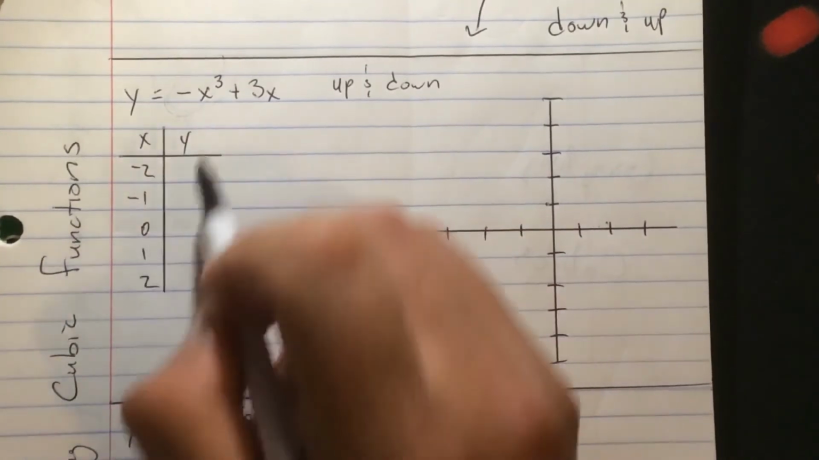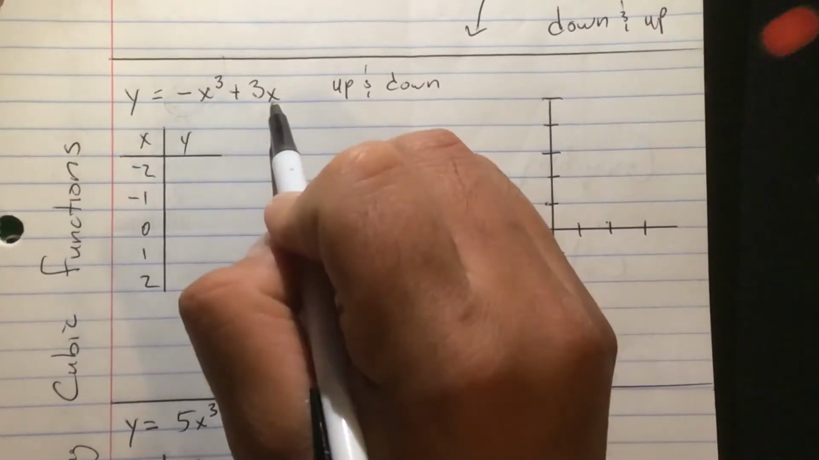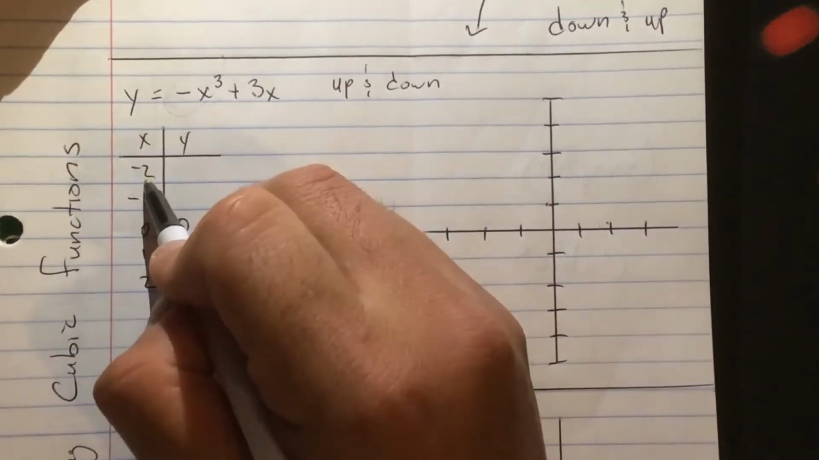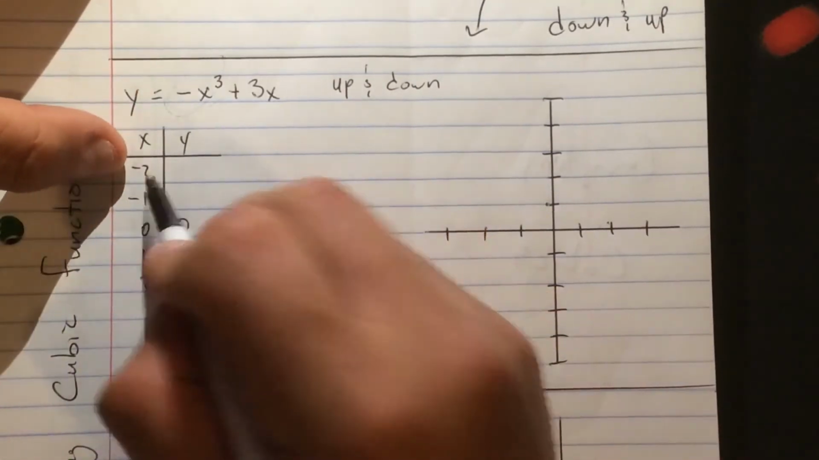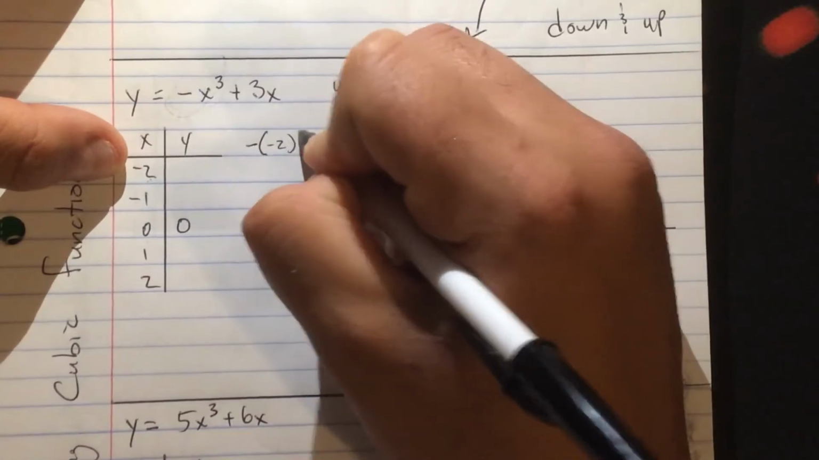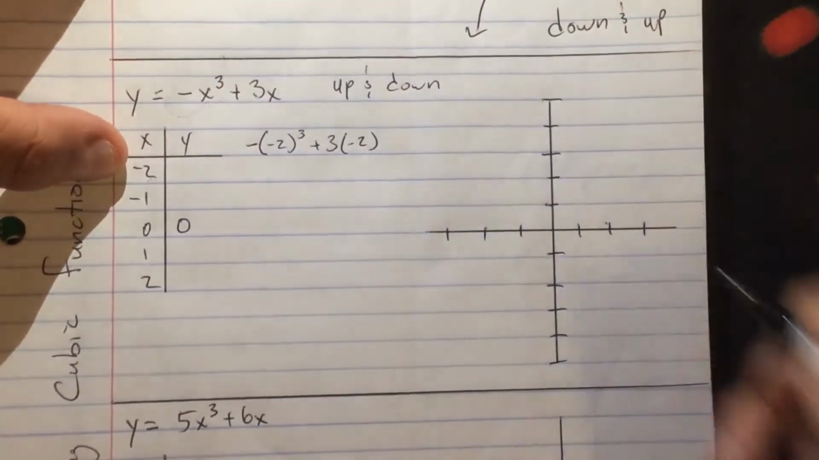Once again, I'm going to start at 0 because every term has an x. So if I plug in 0 here and 0 here, it's just going to equal 0. Then let's start with the negative 2. So we have negative 2 cubed plus 3 times negative 2.